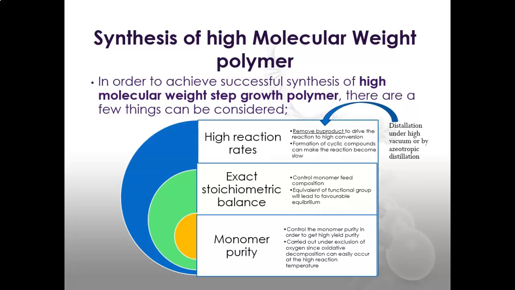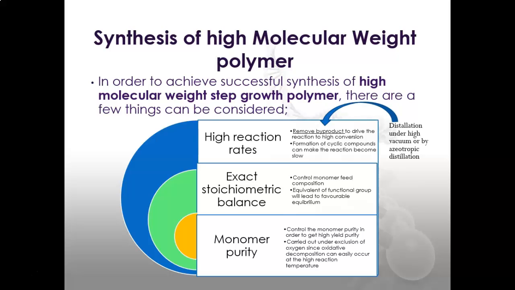Second step is we must use the exact stoichiometric balance. So what is the exact stoichiometric balance? It means that you have the right number of moles of each functional group. For example, if you want to produce ethyl acetate, you will need ethyl alcohol and acetic acid. So make sure you have the right number of moles of ethyl alcohol and acetic acid to be reacted to form ethyl acetate. So the exact stoichiometric balance actually controls the monomer feed composition.